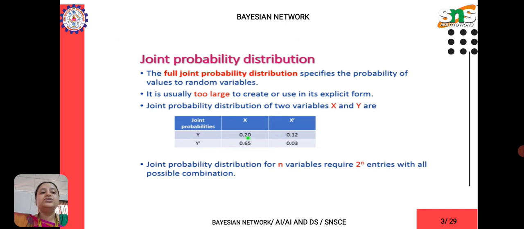The joint probability distribution is nothing but the full joint distribution, which specifies the probability of the values of the random variables. It is usually too large to create or use in its explicit form. For example, for two variables it is given as probabilities with a true value and a negative value. The probability distribution for n variables requires 2^n entries with all possible combinations.